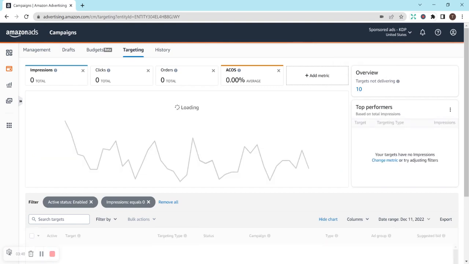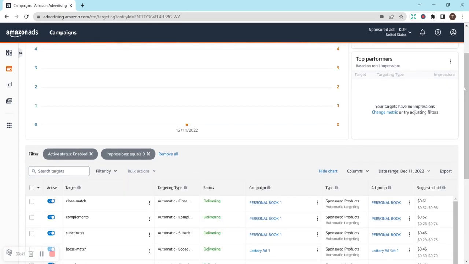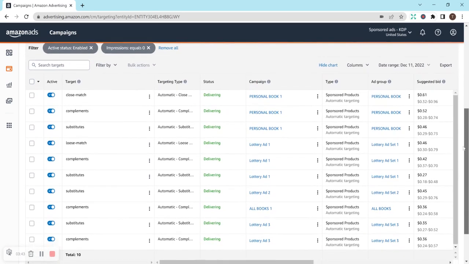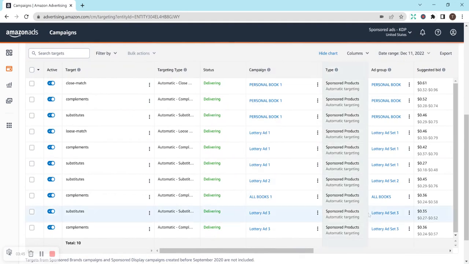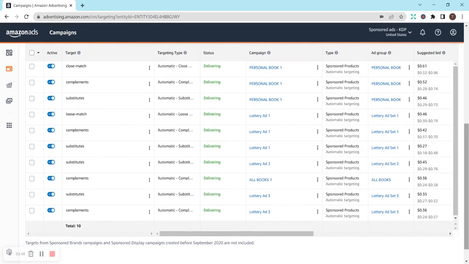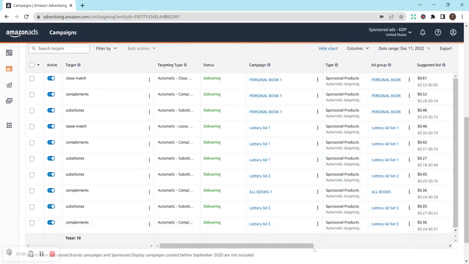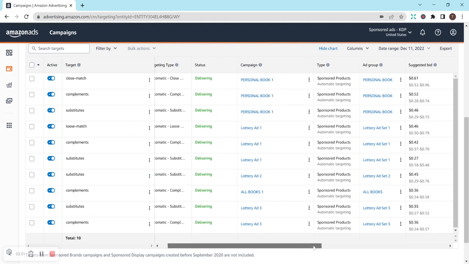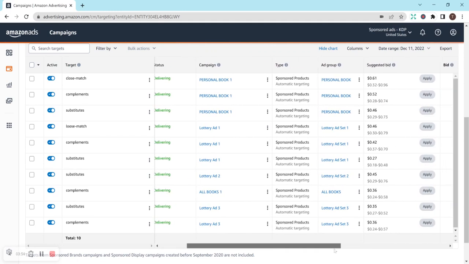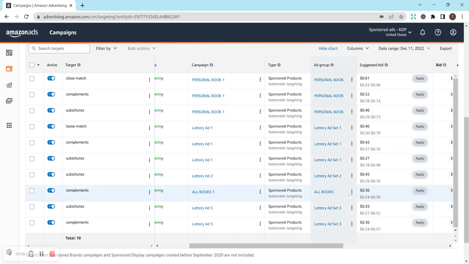I'm just going to click on it, so that it should only show the 10 that are not delivering. So if I scroll down and look at this here, let's see. My personal book, lottery ad, all book. It looks like every single one except for lottery ad 2 has impressions for all of them. It's not on this list, so that's good. But every other one is on here.